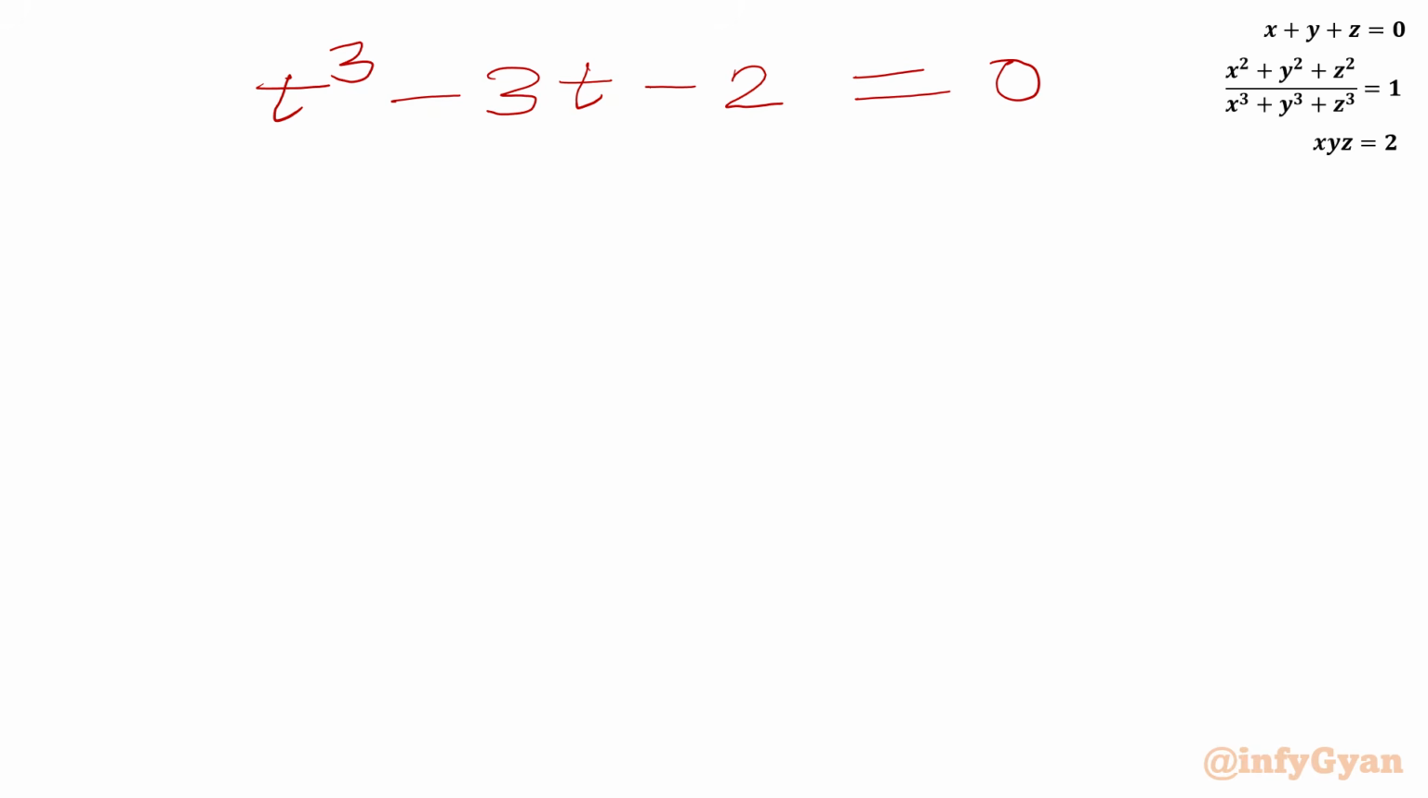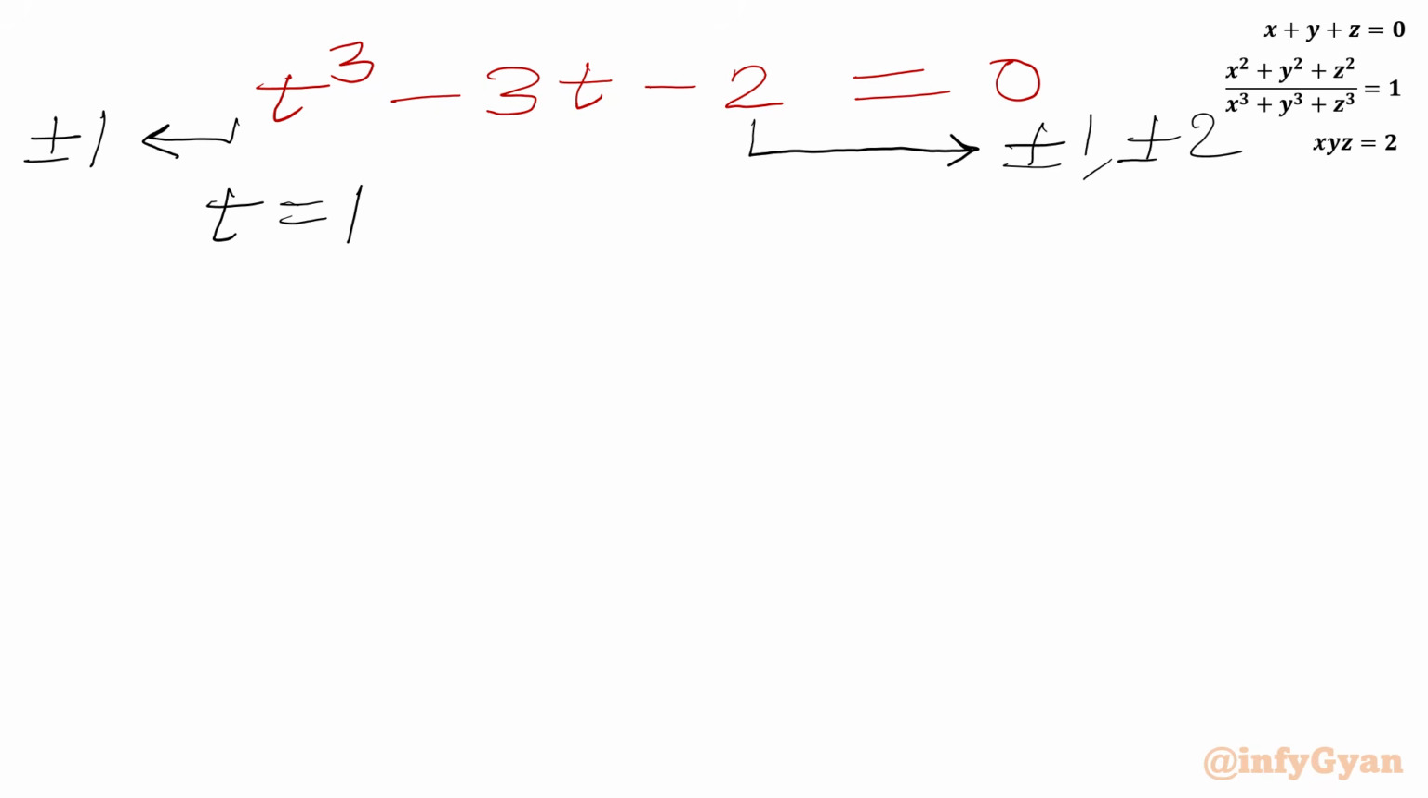So I need to know the eligible factors of constant 2, which I will write plus minus 1, plus minus 2. Leading coefficient is 1, so we can write here eligible factors as plus minus 1. Now we have to consider the ratio of constant to leading coefficient. So in this series, if I put t equal to 1, will it satisfy our equation?